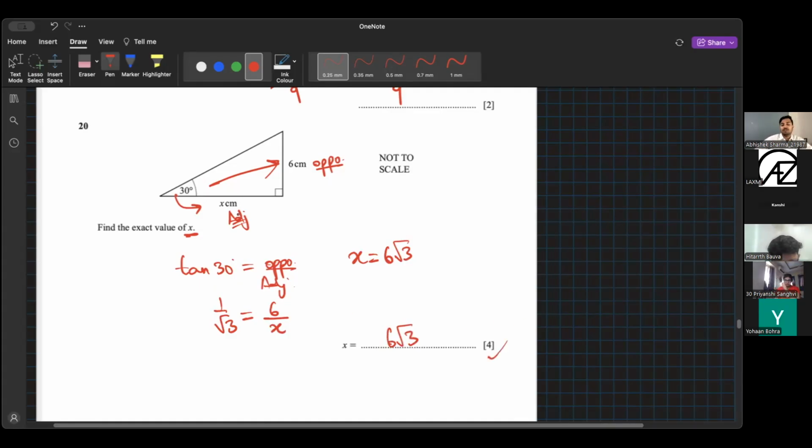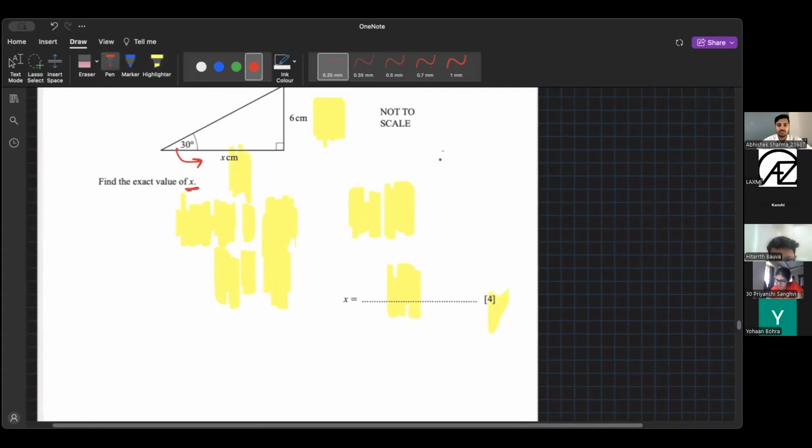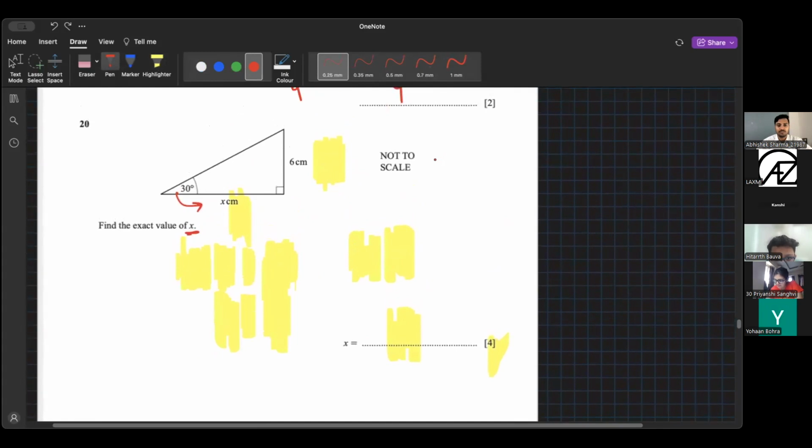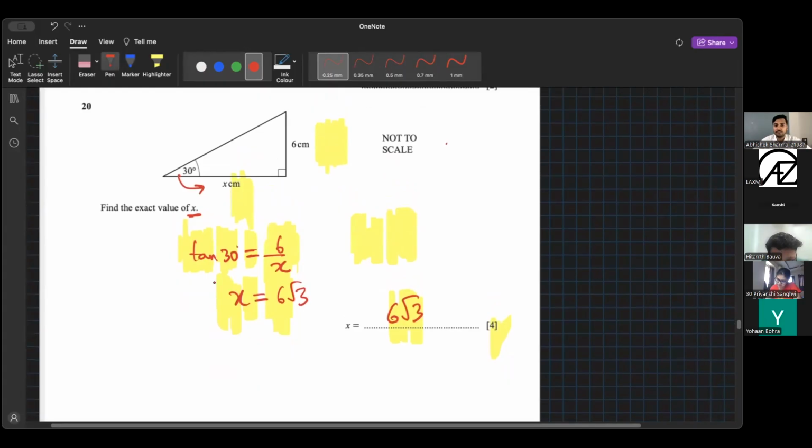And that's a 4-marker question. Why is it a 4-marker question? Because you have to remember this value, tan 30, 1 upon root 3. Okay? So this was actually tan 30 degree equals to 6 upon x. So x ultimately is 6 root 3. So 6 root 3 is the answer. Done?